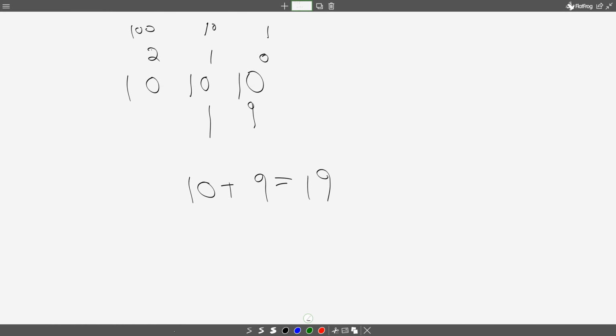Now, does anybody know why we use a base 10 numbering system for the most part? Anybody have any idea? Because we have 10 fingers. That's exactly right. We got 10 fingers. You know, if we had 6, we'd probably have a base 6 numbering system. So we've been using these all along.